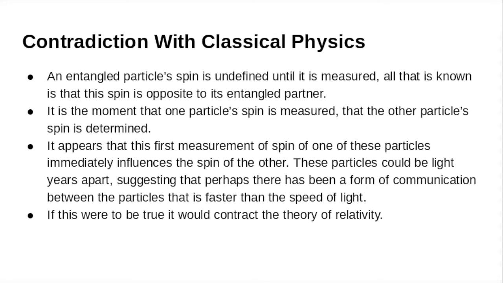And it appears that the first measurement of the spin of one of these particles immediately influences the spin of the other. These particles could be light years apart, suggesting that perhaps there has been a form of communication between these particles that is faster than the speed of light. If this were to be true, it would contradict the theory of relativity.